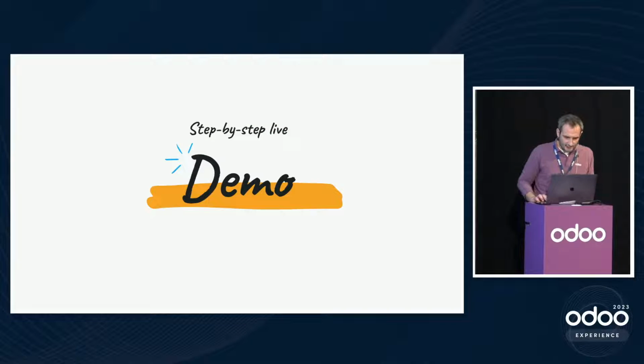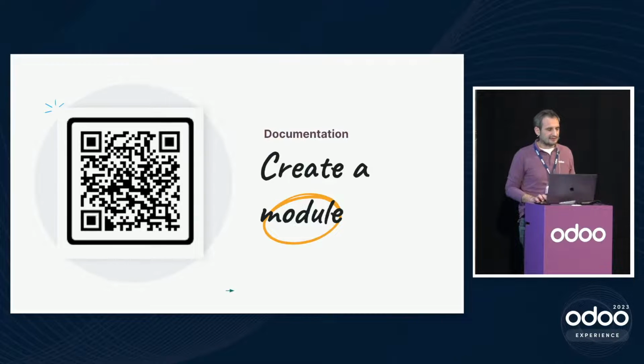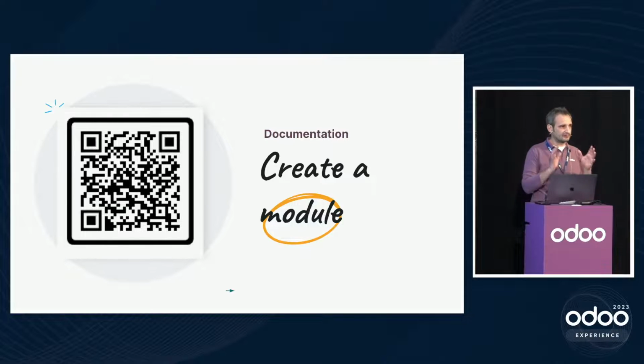So, we're ready for a step-by-step live demo. The first thing that you have to do if you think to customize the backend or any of the bundles is to create a module. Why? Because you want your code to be self-contained in a specific module that you can install, uninstall, upgrade, and you don't want to have files that could be removed during the migration or during the upgrade of Odoo. So create a module. Here there is a QR code if you don't know how to do that.